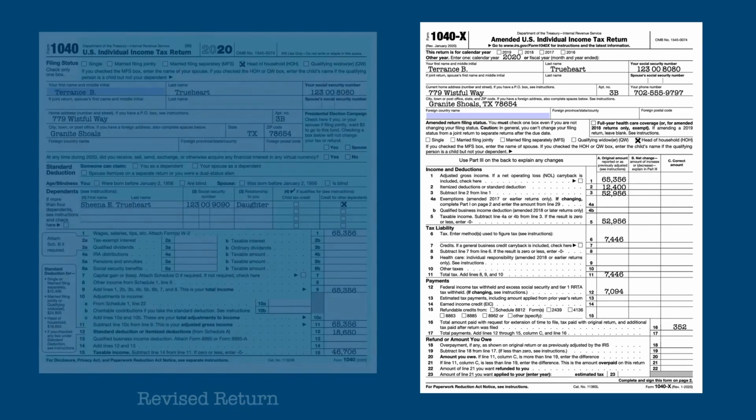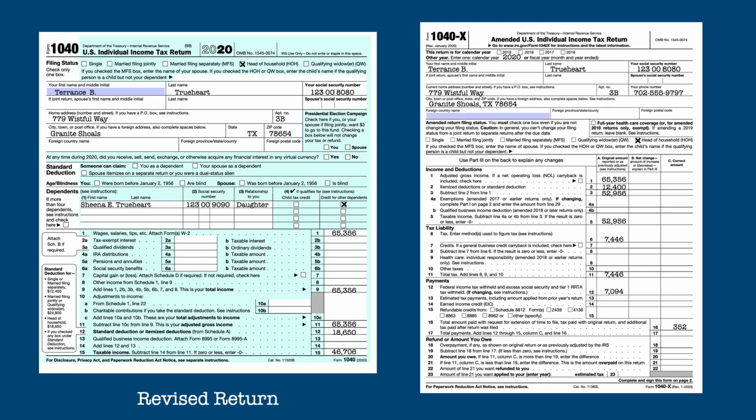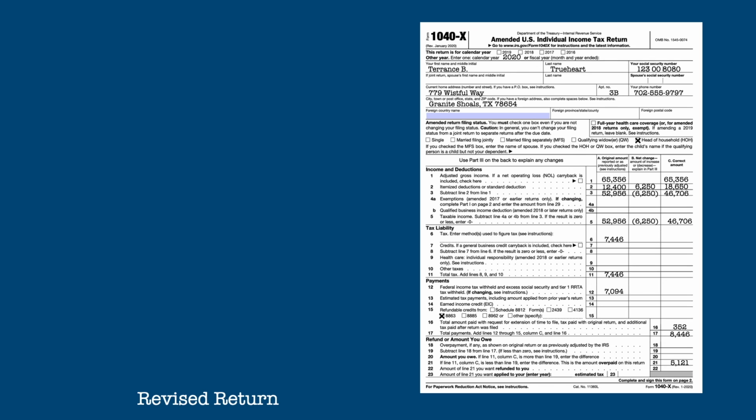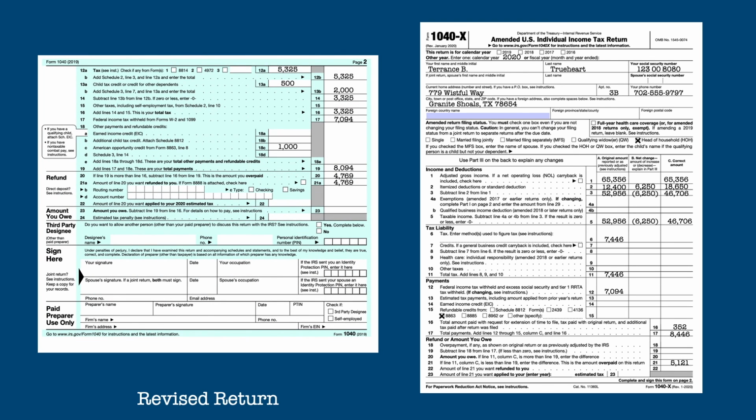From page 1 of the revised return, Terrence enters his new adjusted gross income, standard deduction, and taxable income in column C of the amendment. Any differences are listed in column B with negative numbers shown in parentheses. Turning to page 2 of his revised return, Terrence enters his revised tax and new total credits in column C, again noting any differences in column B.